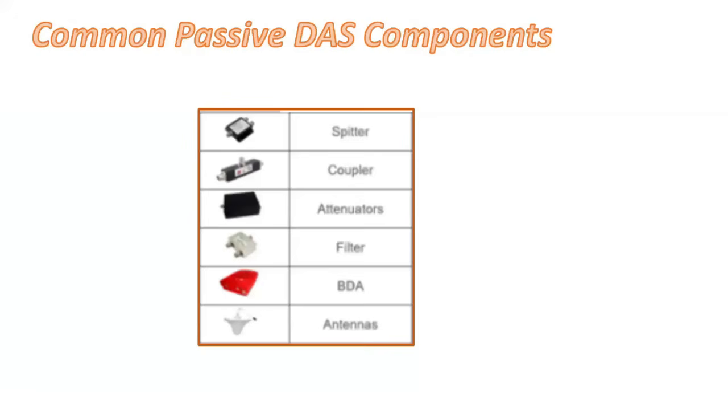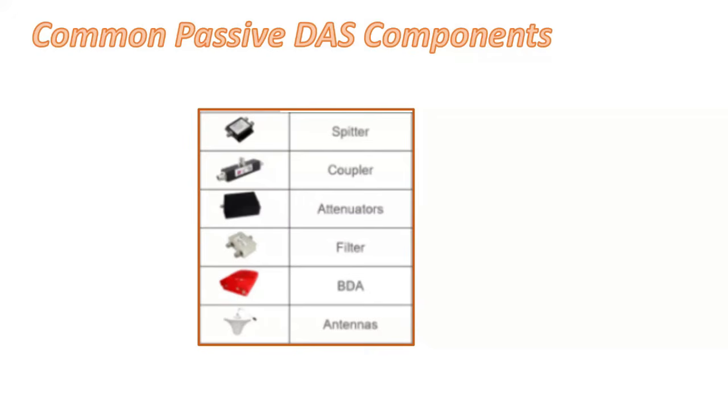And these are the various components in case of passive DAS. So for example, the first one is the splitter. It divides the power equally to two or more outputs. Then we have the coupler. The coupler divides the power from one input to two outputs with unequal losses. Then we have attenuators. These attenuate the signal by the value of the attenuator. Then we have the filter. It is used to separate bands from each other.